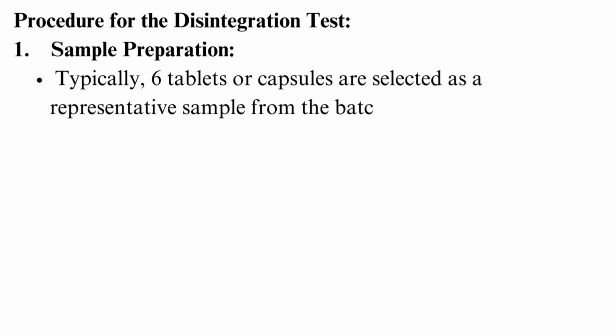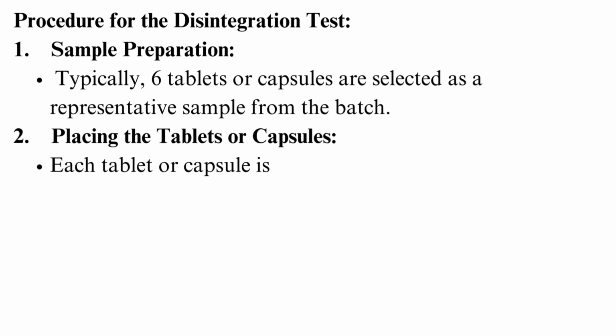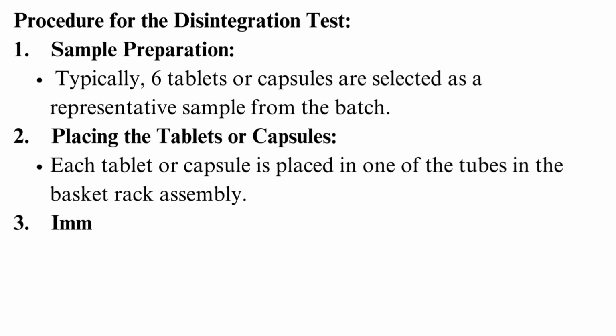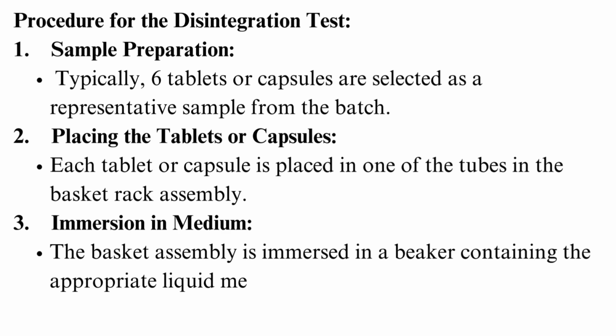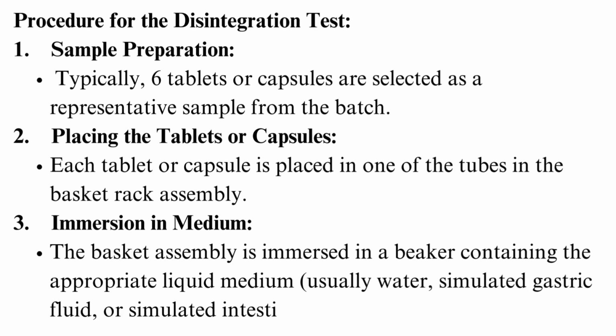Procedure for the disintegration test. Sample preparation. Typically, 6 tablets or capsules are selected as a representative sample from the batch. Placing the tablets or capsules. Each tablet or capsule is placed in one of the tubes in the basket rack assembly. Immersion in medium. The basket assembly is immersed in a beaker containing the appropriate liquid medium, usually water, simulated gastric fluid, or simulated intestinal fluid, at 37 degrees Celsius plus or minus 0.5 degrees Celsius.